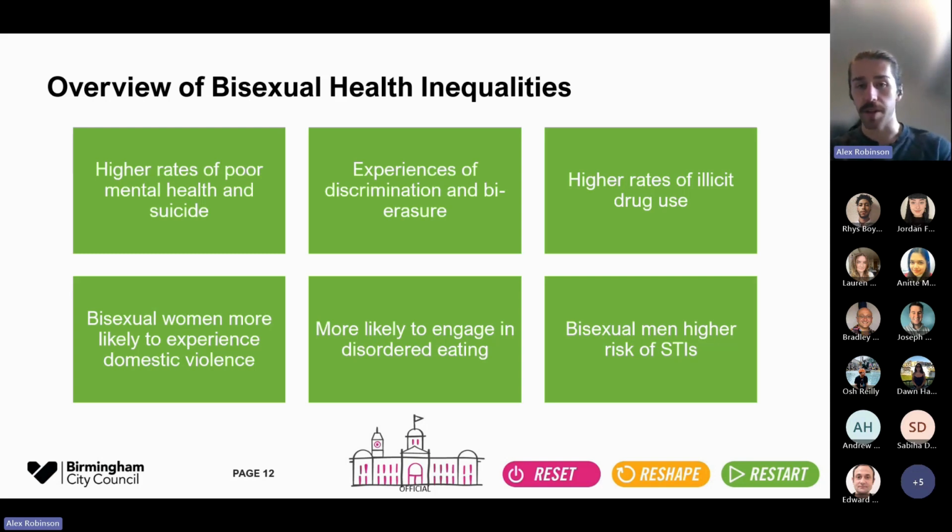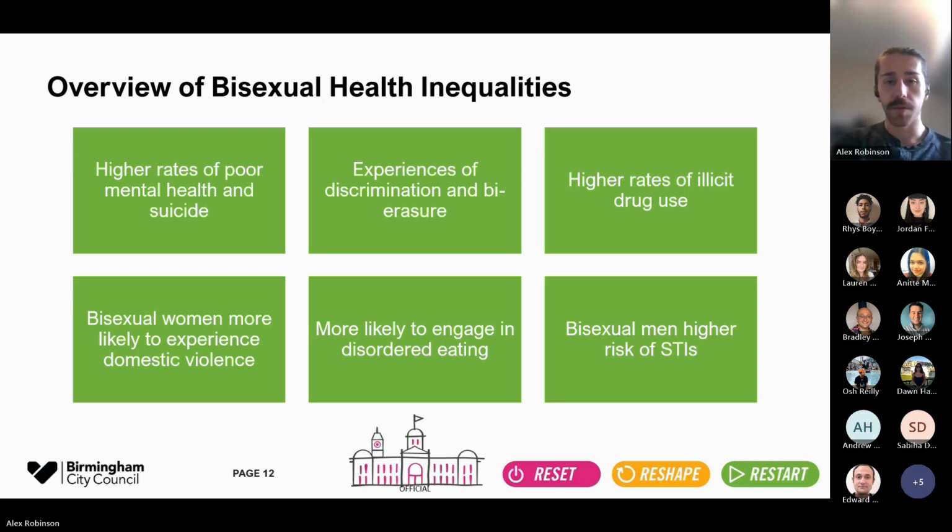So in 2023, 40% of bisexual respondents listed a mental health condition, compared with 12% of heterosexual and 27% of gay or lesbian respondents, which is quite interesting, that the experiences of bisexual people in terms of health inequalities and mental health were higher than gay or lesbian respondents.